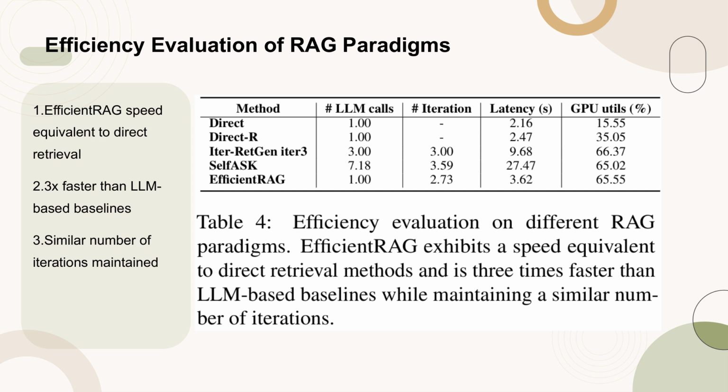Table 4 evaluates the efficiency of various RAG paradigms. EfficientRAG demonstrates a speed comparable to direct retrieval methods and is notably 3 times faster than LLM-based baselines. Despite this significant increase in speed, EfficientRAG maintains a similar number of iterations, highlighting its efficiency and effectiveness in comparison to other methods.